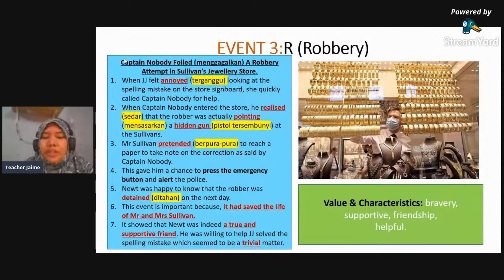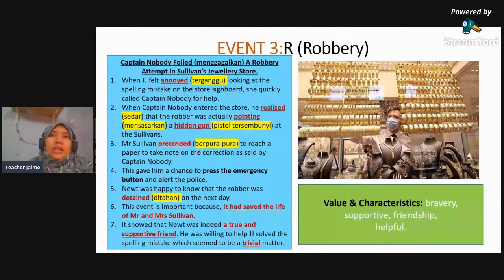This event is important because it saved the life of Mr. and Mrs. Sullivan. Okay, lagi sekali. It saved the life of Mr. and Mrs. Sullivan. It showed that Newt was indeed a true and supportive friend. Yang ni pun friendship punya event. He was willing to help JJ solve the spelling mistake which seemed to be a trivial matter. Trivial tu maksud dia perkara remeh.